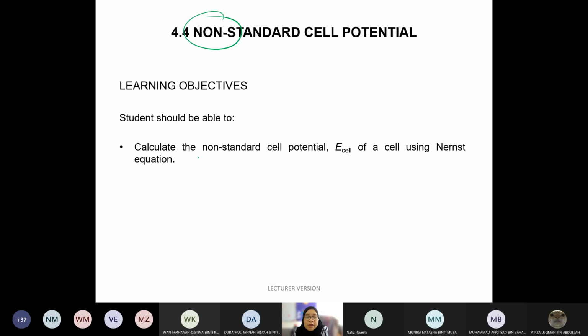Okay, alright, so we have a calculation for this one. We have a formula for this one. Again, we have to calculate each cell. As you can see, we no longer have this Naught there, because it's not at standard condition anymore. The Naught represents standard. So the formula that we are going to be using is the Nernst equation, ataupun Nernst formula. Okay, this is your second formula of topic 4. That's all, and then we are done. Settle dah. Tak ada formula lain dah.